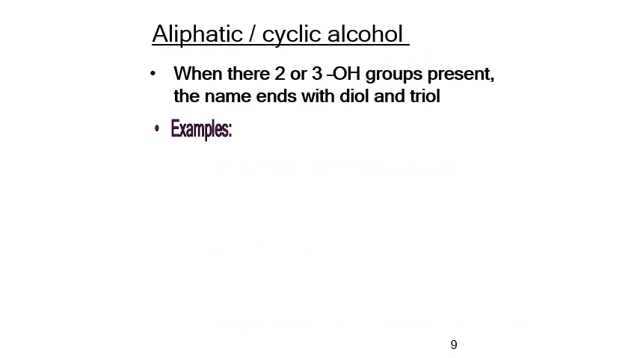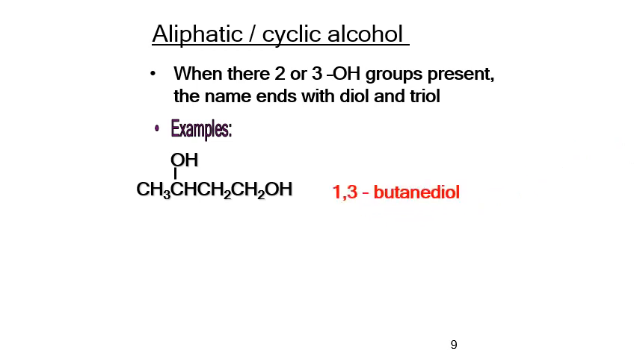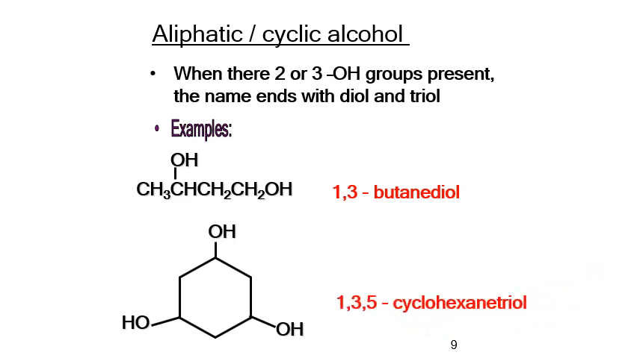When there are two or three OH groups present, the name ends with diol and triol. For example, the compound contains four carbons, and when numbering from the right, we give the lowest number to the first functional group present. So carbon number 1 is attached with OH, and carbon number 3 is attached with another OH. So the name is 1,3-butanediol. For the cyclic compound below that, the name is 1,3,5-cyclohexanetriol.